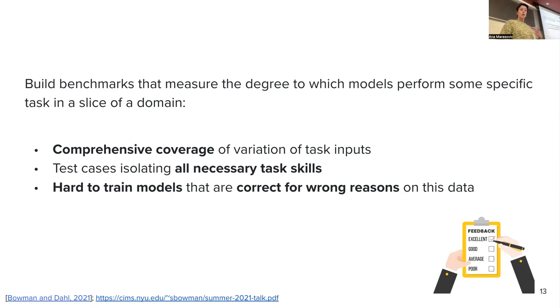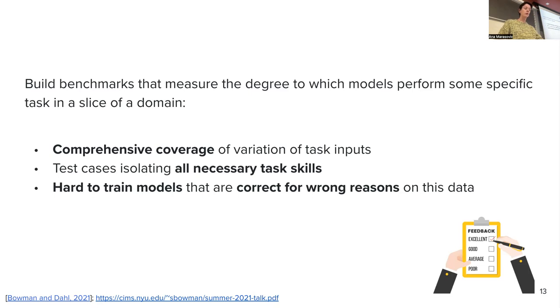You also need to isolate all necessary task skills. So what kind of skills are needed to deal with that phenomenon? Again, picking on the case of negation, because I know it better, you want to maybe test the way that negation is expressed, what is in the scope of negation, and whether it was present or not. So you are isolating the necessary skills, and you want all of them, to the best extent of your ability, to be included in the benchmark.